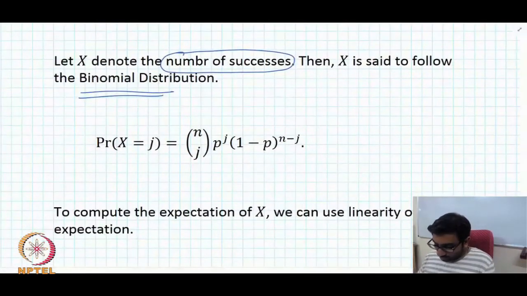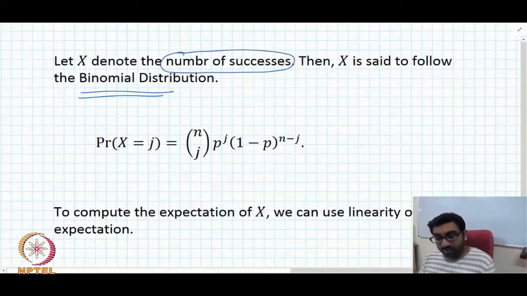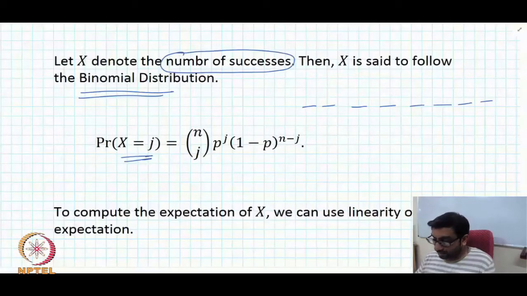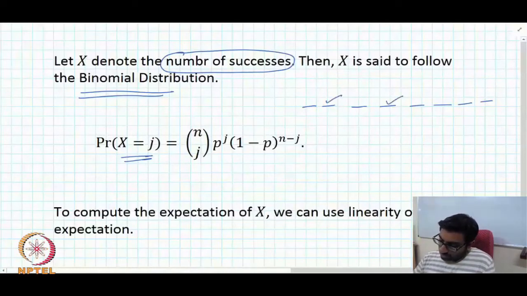So what is the probability that this random variable X is equal to J? Well, what does that mean for X to equal J? There have been n Bernoulli trials. Out of them, J trials have come out successfully. The rest have all been failures. So there have been J successes, and the rest have all been failures.